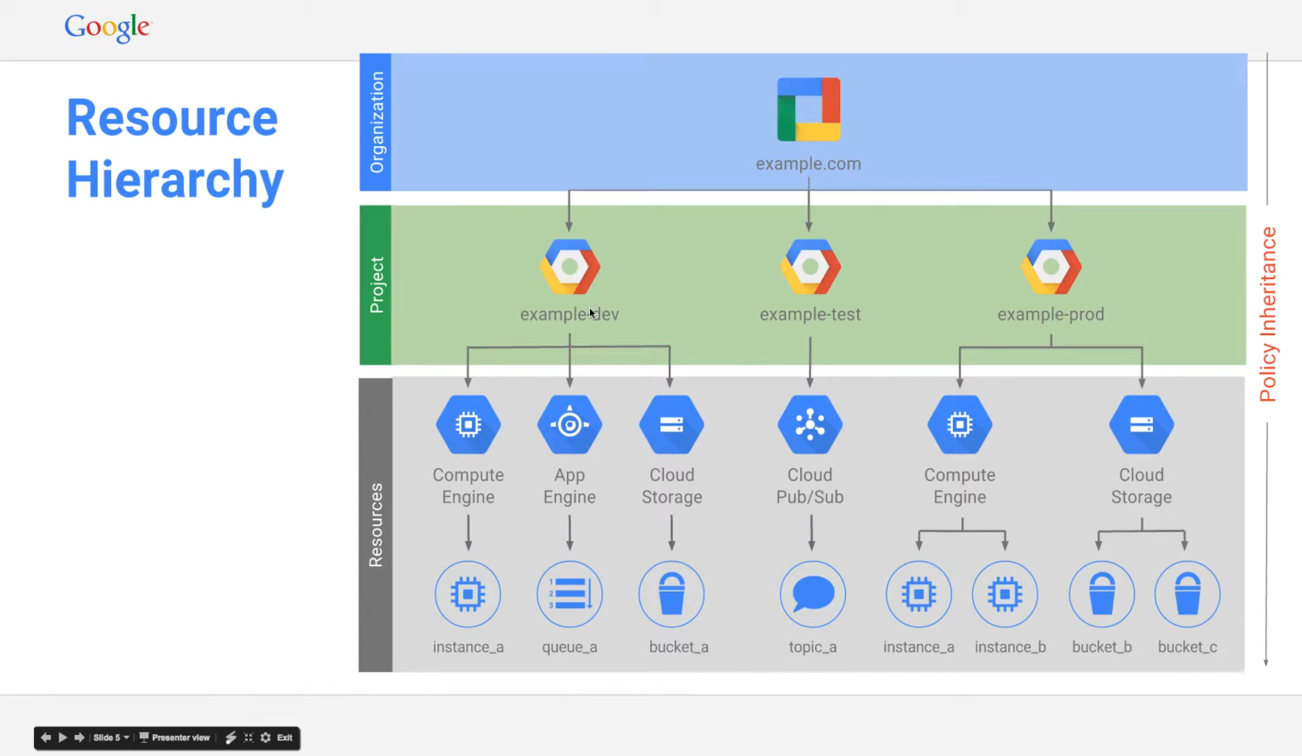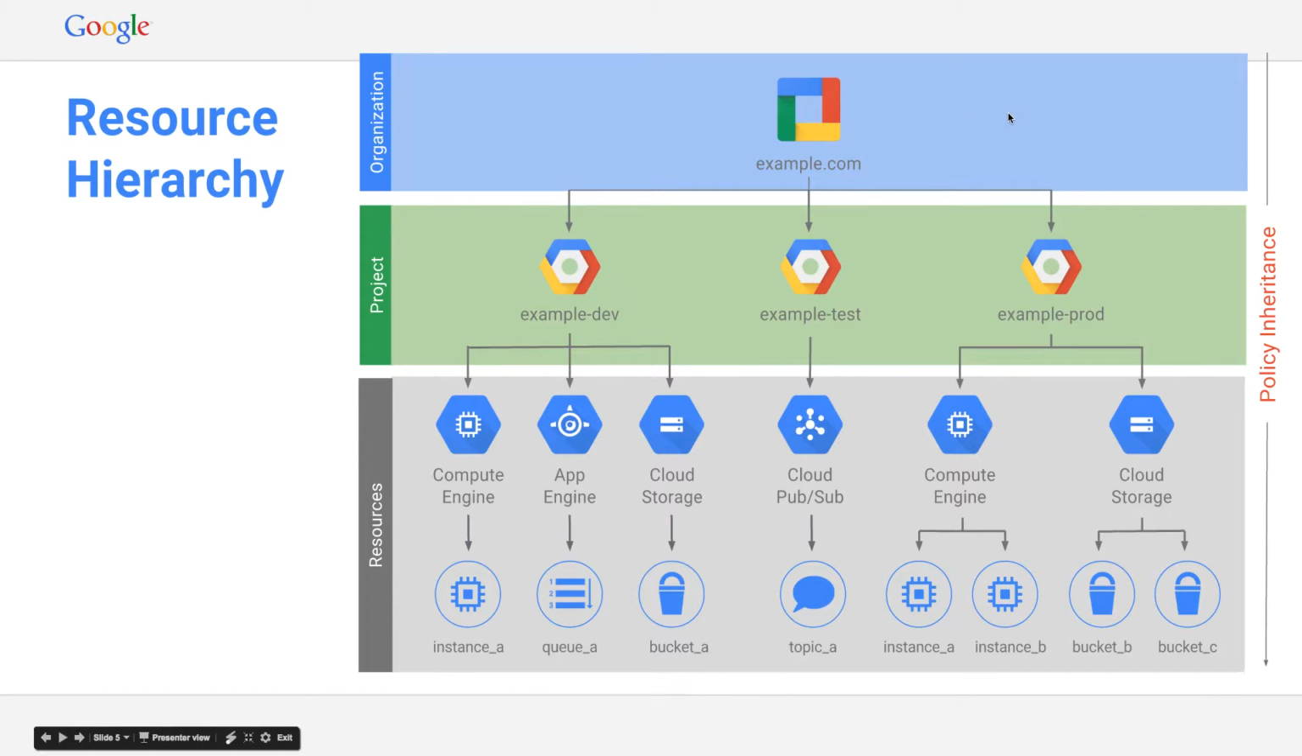In this case, we have 3 projects: example dev, example test, and example prod. They have all different resources, could have some of the same resources, and some of them have different resources underneath a specific project. Then at the top, we have this umbrella that encapsulates all of the projects inside this organization, the organization in this case being example.com, where we can set roles at the organization level.